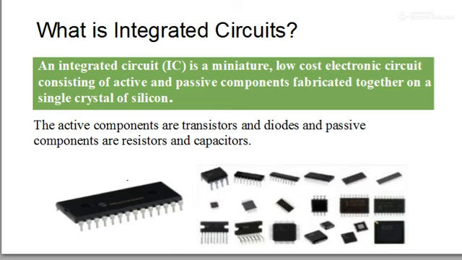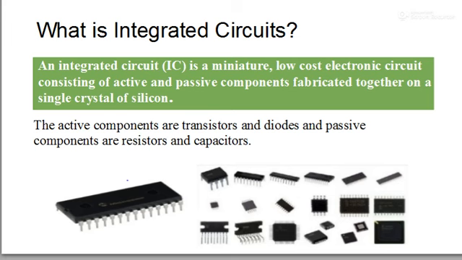What is an integrated circuit? An integrated circuit is a miniature, small size, low cost electronic circuit consisting of active and passive components fabricated together on a single crystal of silicon. So here both active and passive components are integrated together on a single piece of semiconductor material, so it is named integrated circuits. The active components are transistors and diodes, and passive components are resistors or capacitors, fabricated together in a single piece of semiconductor material.